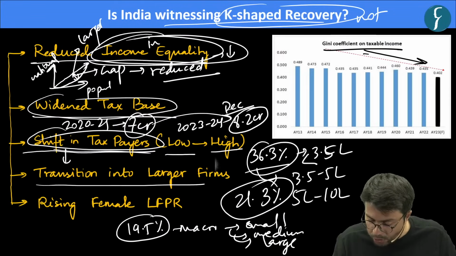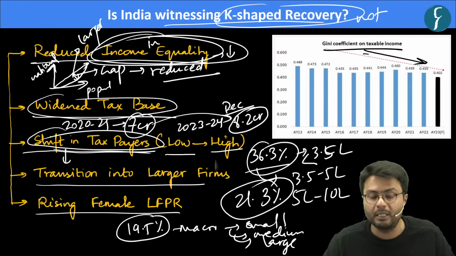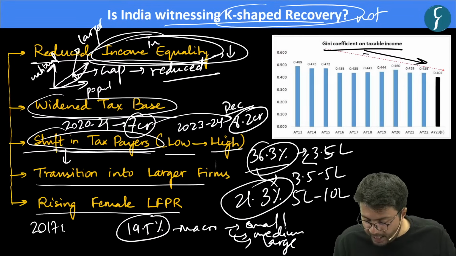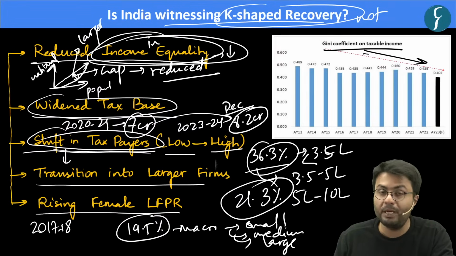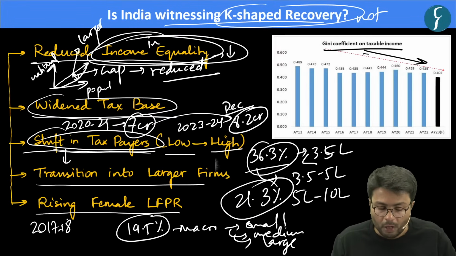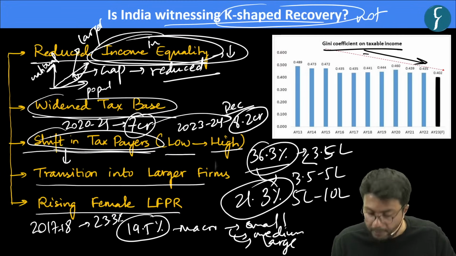Further, there's also been a rising trend in India's female labor force participation rate. Because during the year 2017-18, India's labor force participation rate as far as females were concerned came down to just 23.3%.